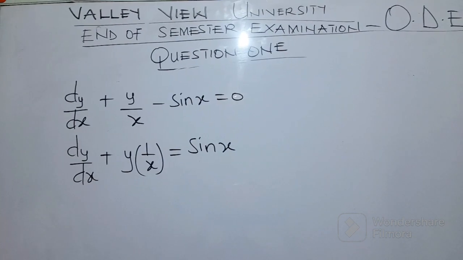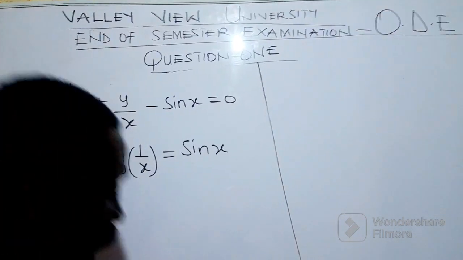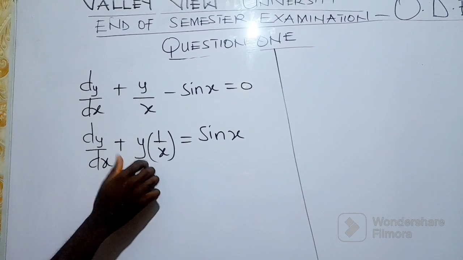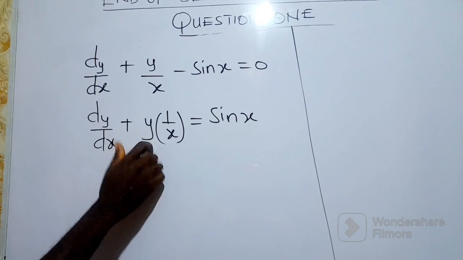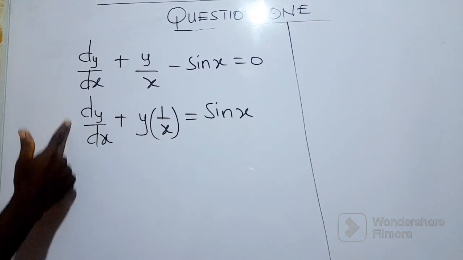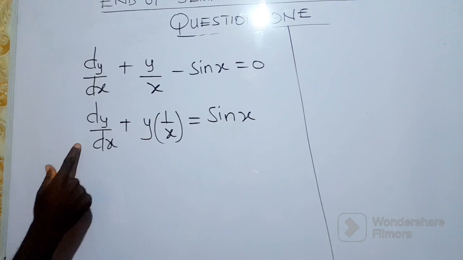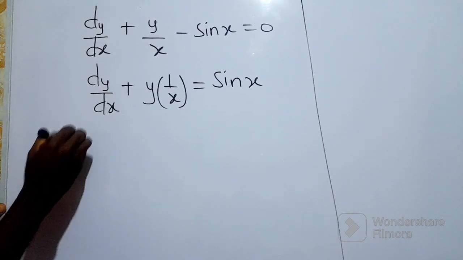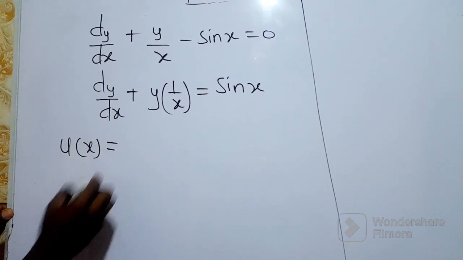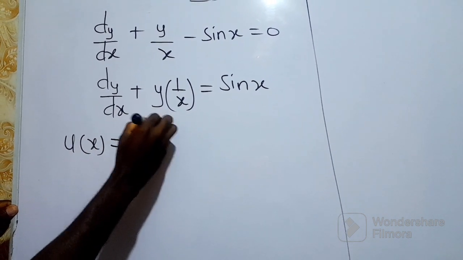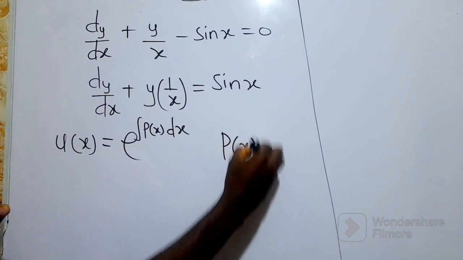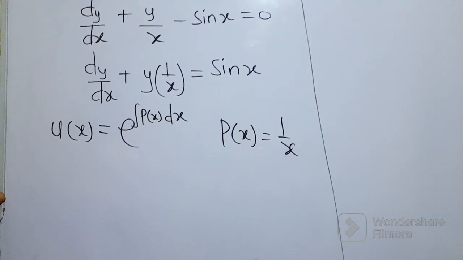Since there is no y component attached to it, it is a linear first order ordinary differential equation. Anytime we are confronted with a linear first order ordinary differential equation, we need to find the integrating factor. The integrating factor comes from the coefficient of the y component here, and the coefficient of the y component is 1 over x. But just make sure that the coefficient of the differential is always 1. Since it's 1, we don't have a problem. So we find the integrating factor u of x, which is e exponent the integral of p of x dx, where p of x is equal to 1 over x.